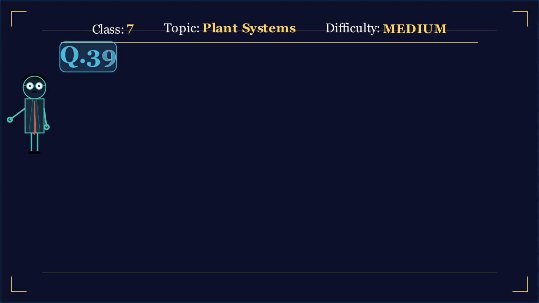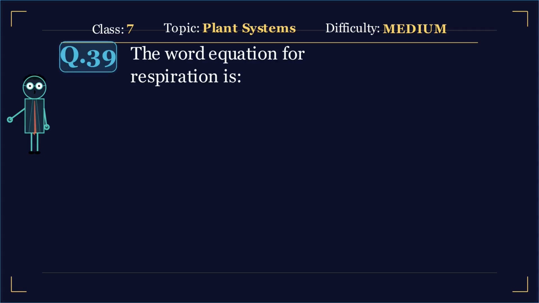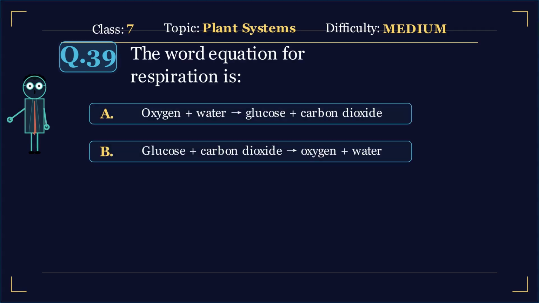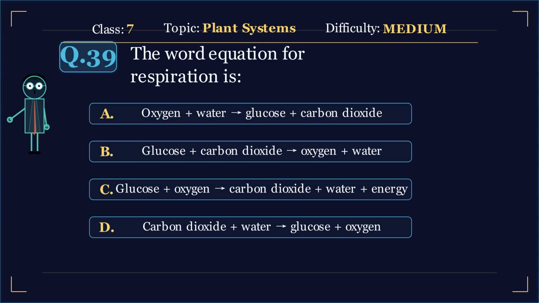Question 39. The word equation for respiration is. Option A, oxygen plus water, right pointing arrow, glucose plus carbon dioxide. Option B, glucose plus carbon dioxide, right pointing arrow, oxygen plus water. Option C, glucose plus oxygen, right pointing arrow, carbon dioxide plus water plus energy. Option D, carbon dioxide plus water, right pointing arrow, glucose plus oxygen.